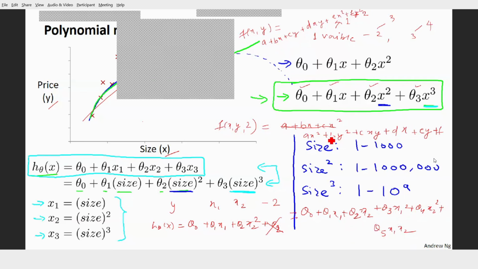This is because in the quadratic equation also you see we have dx. That's the reason I gave you this example. You only had to extend it to two variables. Now we have theta 0 plus theta 1 x1 plus theta 2 x2 plus theta 3 x1 square plus theta 4 x2 square plus theta 5 x1 x2.